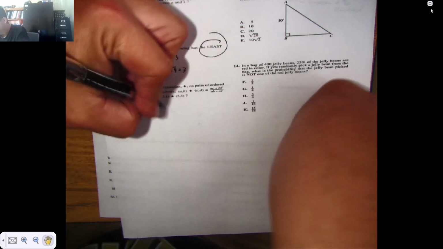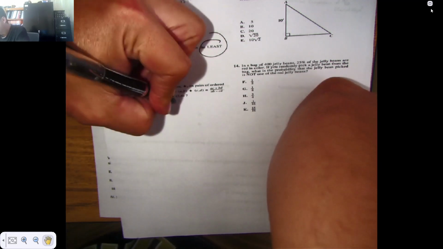Charles defined a new operation, diamond, on a pair of ordered pairs of integers as follows. (A, B) diamond (C, D) is (AC plus BD) over (AB minus CD). So what I'm going to do is label those things A, B, C, and D, and plug them into that little formula. That's really all there is to it.